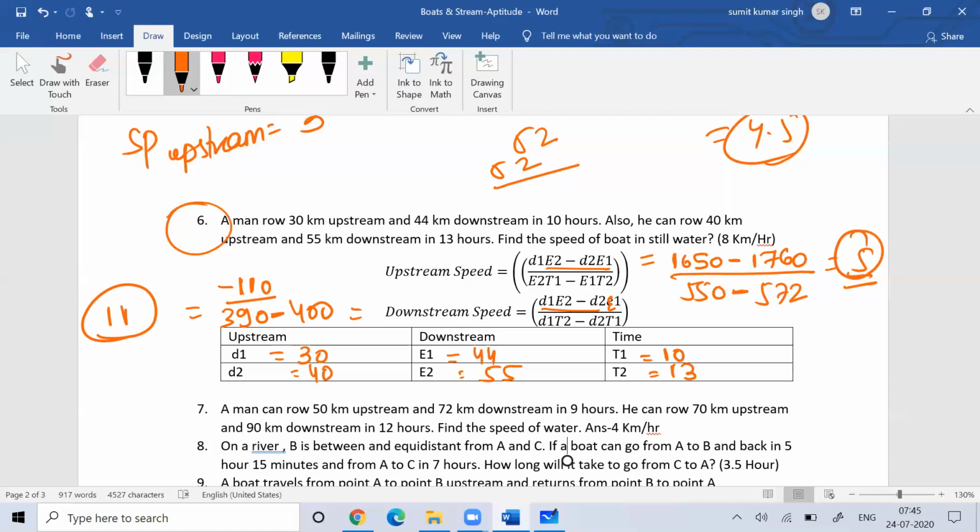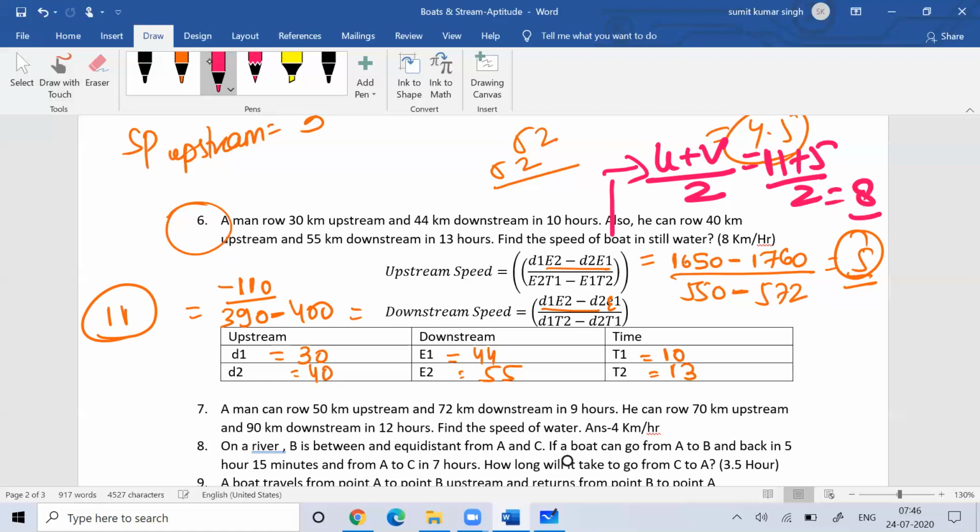So what is the speed of the boat in still water? I told you the formula: if downstream and upstream speeds are given, it is U plus V by 2, where U is the upstream speed and V is the downstream speed. The answer would be 11 plus 5 by 2, which means 8 kilometers per hour.